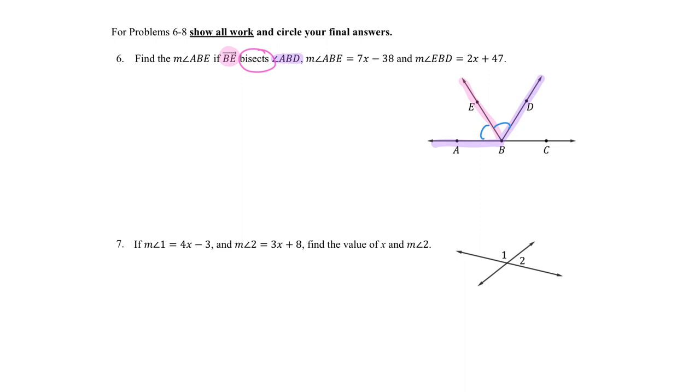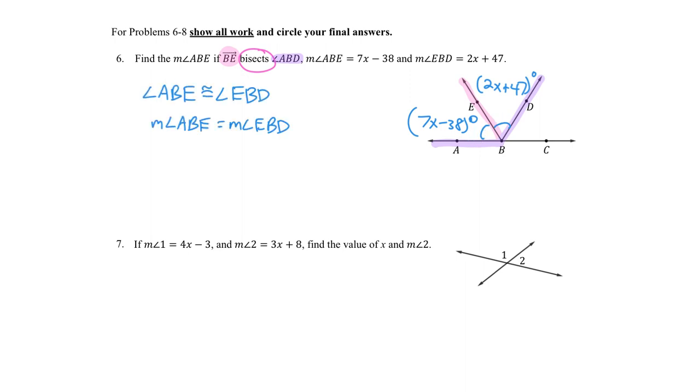Well, what are those two angles? I told you that ABE is 7x minus 38 degrees. That's the measure of this angle. It's supposed to be a degree sign. And then this angle is 2x plus 47. Since these two angles are congruent, their measures are equal. Their angles are congruent because we've got the bisector here. So all you're going to do is set those two equal: 7x minus 38 is equal to 2x plus 47.